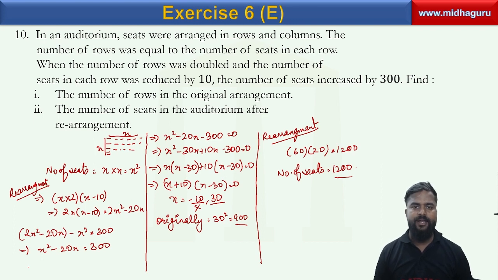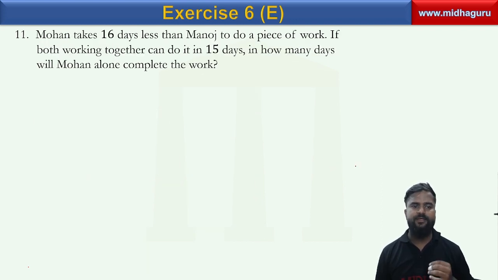Let's move on to the next question. The next question says, Mohan takes 16 days less than Manoj to do a piece of work. If both together can do it in 15 days, in how many days will Mohan alone complete the work?